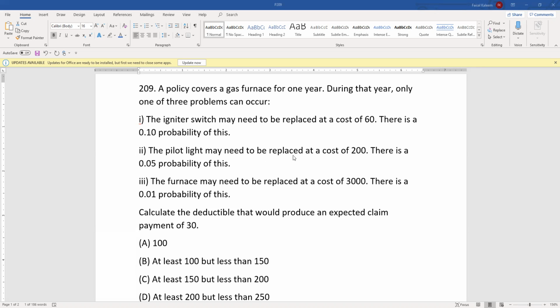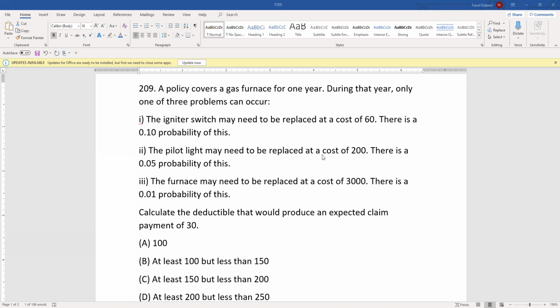The pilot light may need to be replaced at a cost of 200. There's a 0.05 probability of this. The furnace may need to be replaced at a cost of 3,000. And there's a 0.01 probability of this. Calculate the deductible that would produce an expected claim payment of 30.